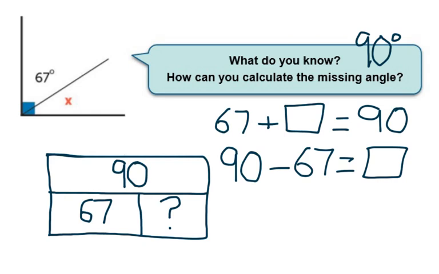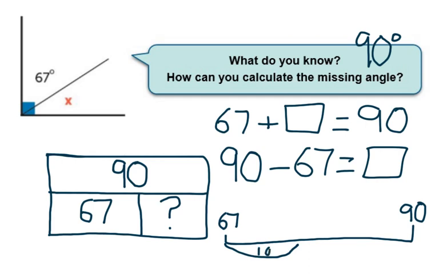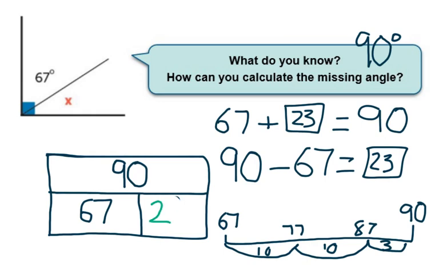And what you could do to help yourself with that is start at 67 and work our way up to 90, and then we could do jumps. Jump of 10 would get me to 77. Jump of 10 would get me to 87, and then I've got a jump of 3 to get me to 90. So my answer would be 23. So I can now fill in all these sections as 23. So my missing angle is 23 degrees. And just to double check that, 60 and 20 is 80, plus the 7 and the 3, which makes 10. Add that to the 80, that's 90. Now, some of you would just be able to work this out in your head, and that's great.